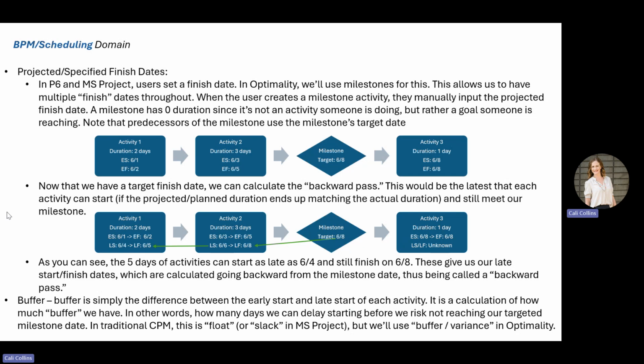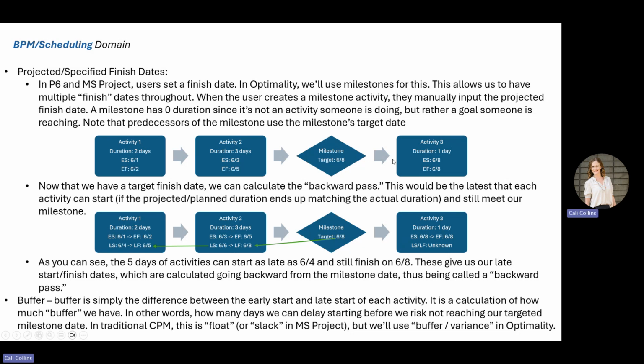So here we're going to watch the flow again. Activity 1 is 2 days. Now we have the early start for activity 2. Now we're going into a milestone. The previous activity's early finish was on the 5th. The target for the milestone is on the 8th. Now activity 3, which is a predecessor of that, is driven by the target date of the milestone, and it can start on the 8th. And because it's a 1-day activity, it's assumed to also finish on the 8th.